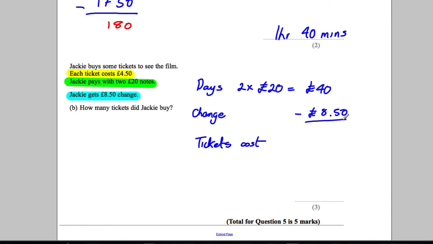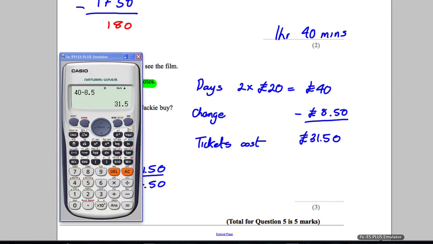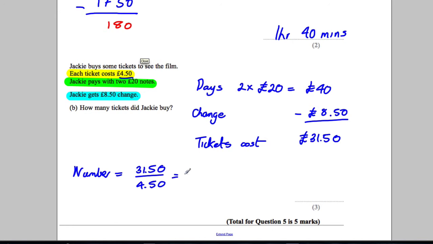So we certainly know that her tickets cost, therefore, £31.50. Now, if each one costs £3.50, we can just do number of tickets is therefore how much she paid, £31.50, divided by £3.50. Okay, so get the calculator out, £31.50 divided by £3.50 and we get ourselves 7 tickets. So the answer is 7 tickets as follows.